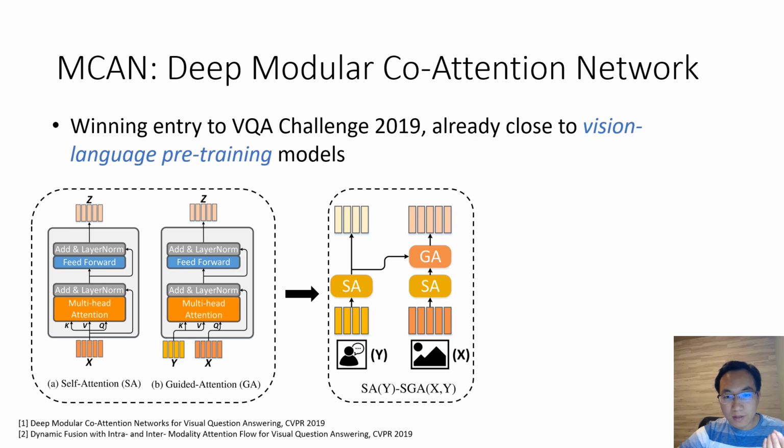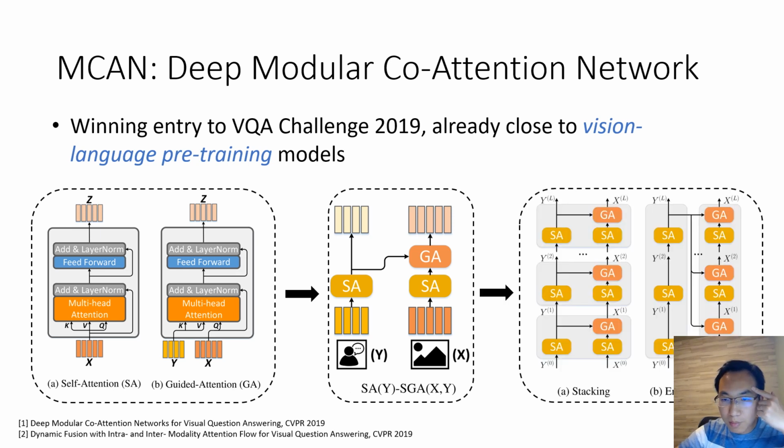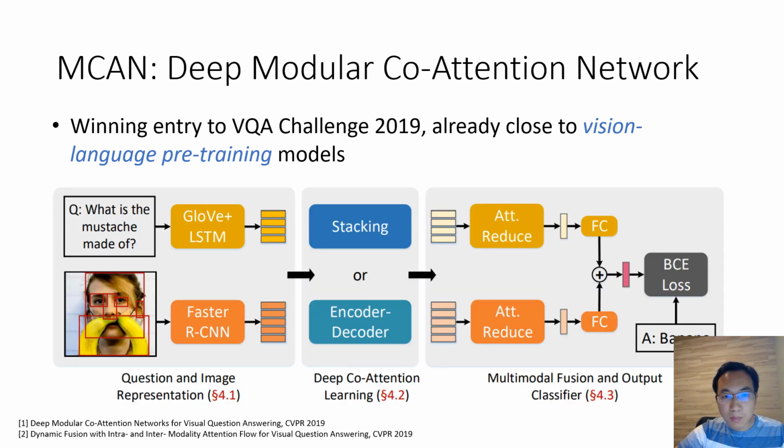And then the self-attention module will first be used in each modality independently. And then the guided attention will be used to fuse the information of two modalities. And these two kinds of modules can be stacked in two different ways. So this is how the MCAN model performs multimodal fusion.